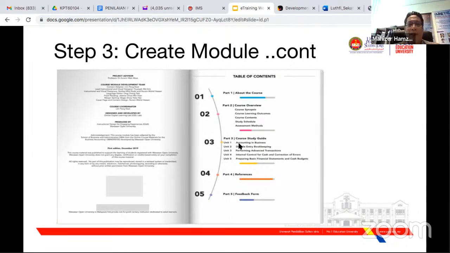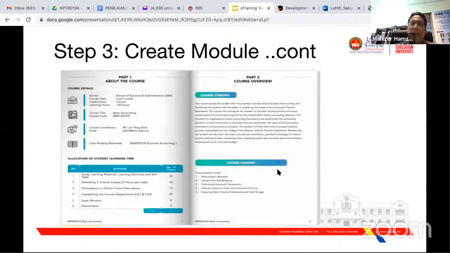And then this is part one, and part two is about the units and the course study guide. For example, if it involves lectures, what you should learn by yourself, and when you should attend the lectures, everything is in the study guide. And then this is an example of part one about the course.